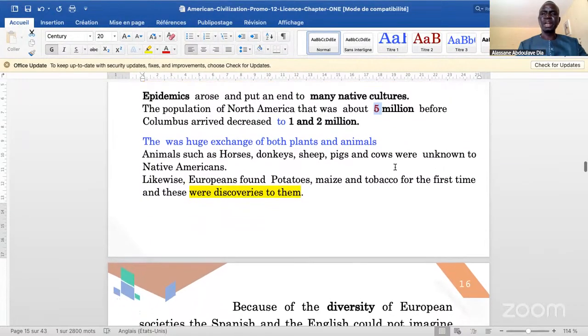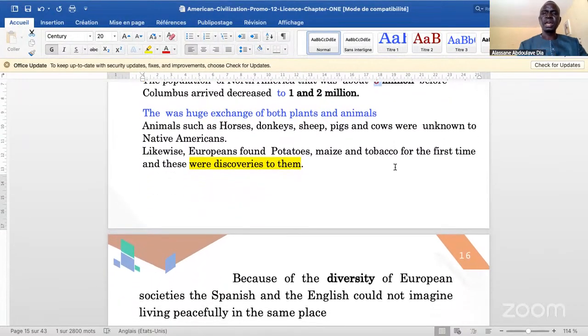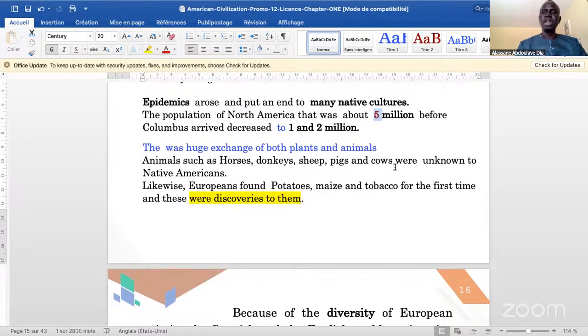It's just an explanation. When Europeans came to America, the contact was not easy. There were contaminations, epidemics, diseases. They contaminated each other. Many cultures died. Many people died.